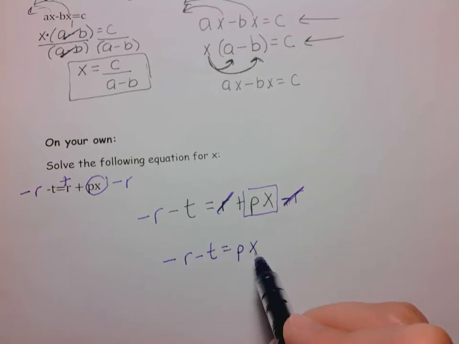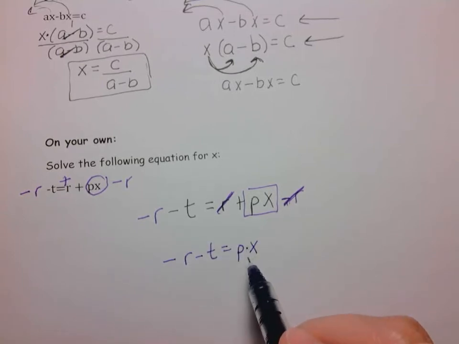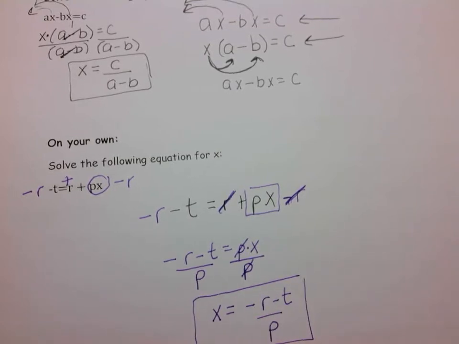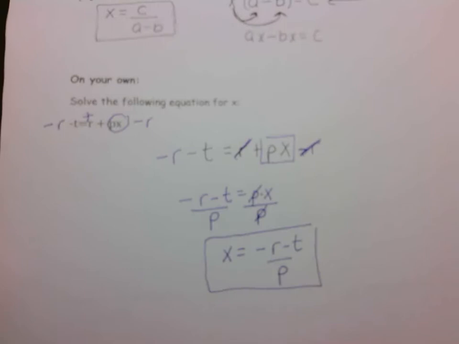I want to solve for x. P is connected to the x through multiplication, so I want to undo that operation through division, and so then I'm left with x equals negative r minus t over p. And so there's your answer.